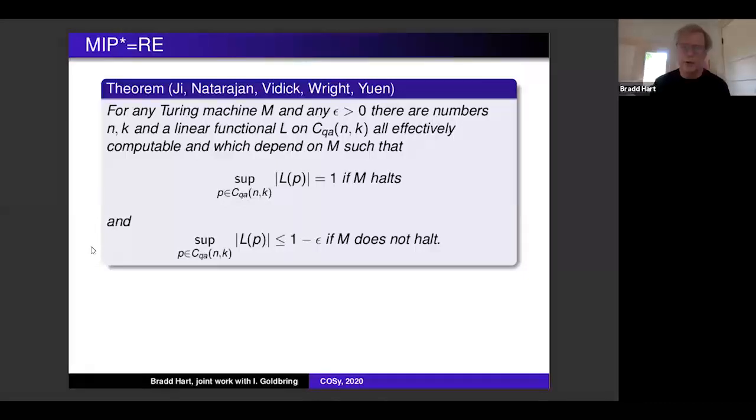And of course, they all depend on M, such that if I compute the supremum over all P, all the nk by nk matrices in CQA, of the absolute value of this linear functional applied to P, I'll get 1 if M halts, and I'll be separated from 1 by at least epsilon if M doesn't halt.